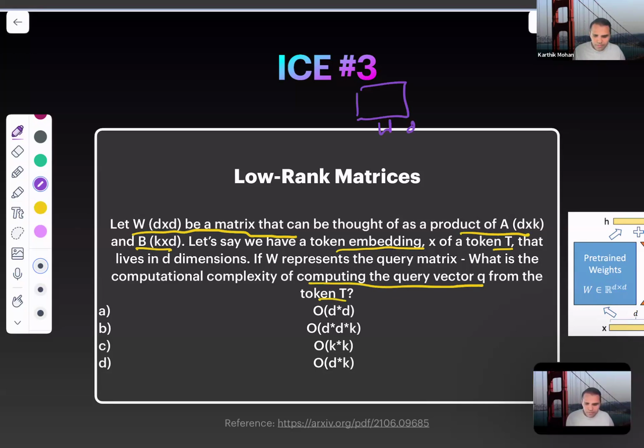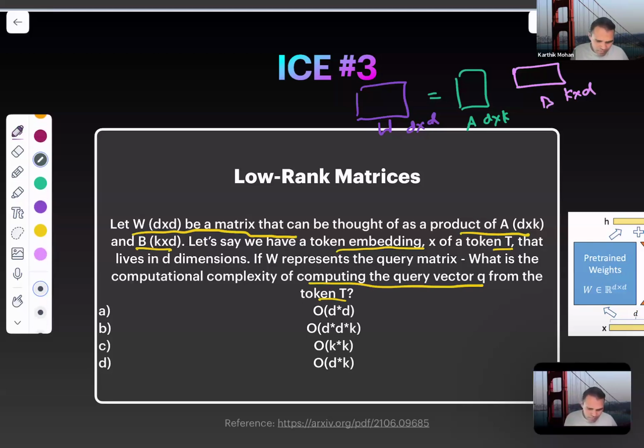It's always good to visualize this. So you have W, which is d by d, equals A, d by k, times B, which is k by d. And then you also have X, which is d by 1, so you also have this multiplication by X. Given the right side of this graph, you can probably work out what the computational complexity is.